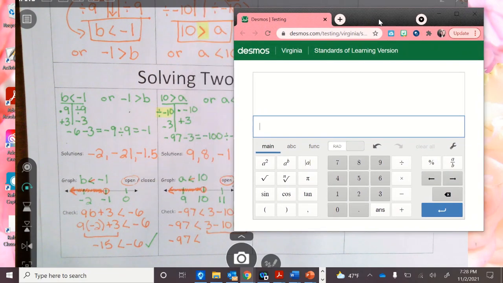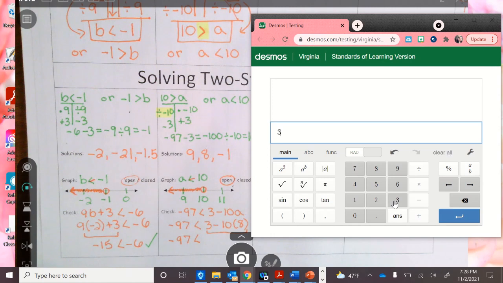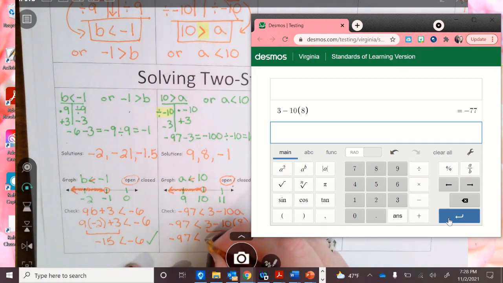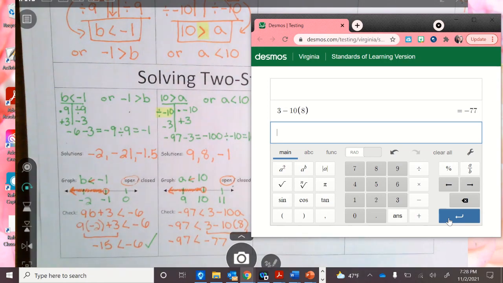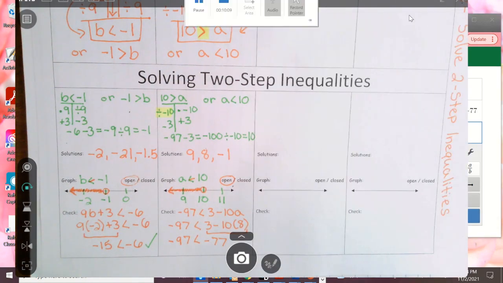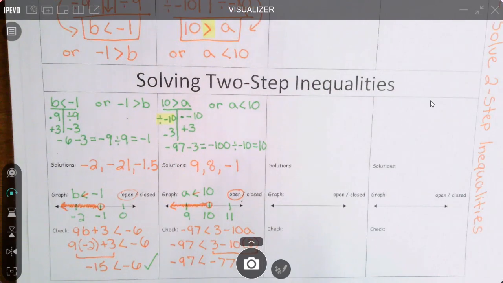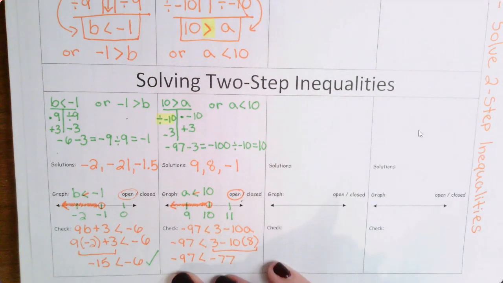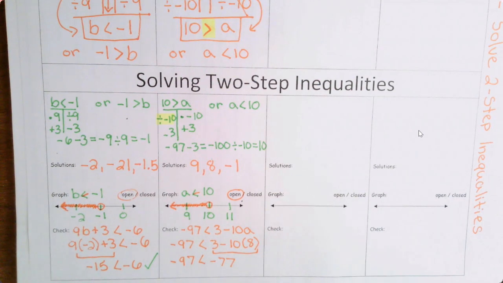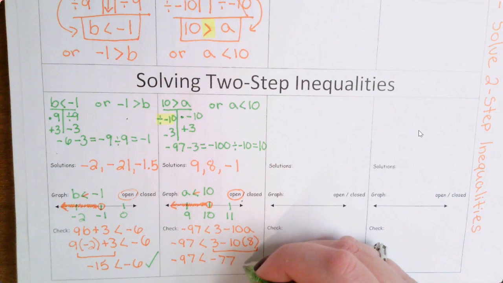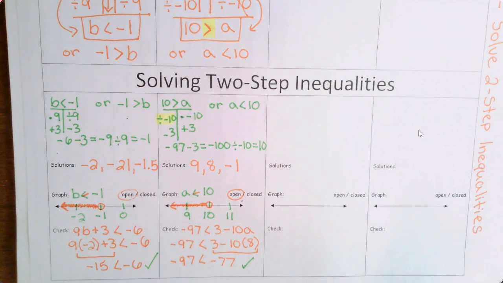So this is where you can just pull up your calculator, and you can type in what's on that right-hand side there. So 3 minus 10 times 8 gives me -77. So I'm going to write that down here. -77. So as long as -97 is less than -77, then this checks. And -97 is farther to the left on the number line than -77. So it does check. We did everything right along the way.